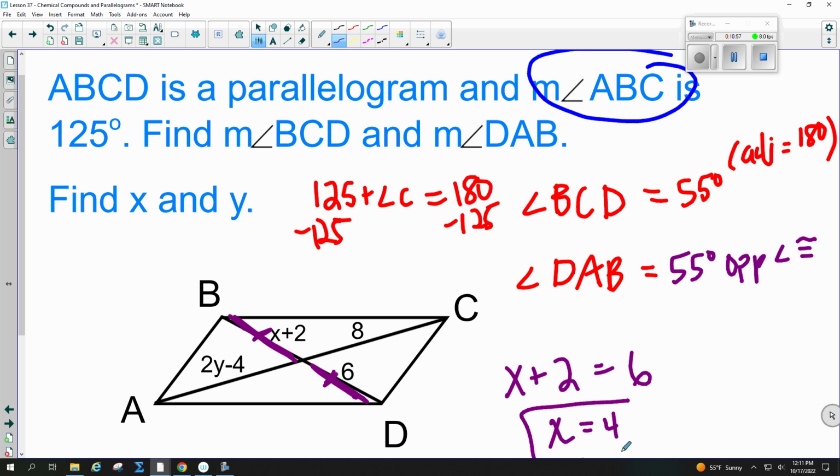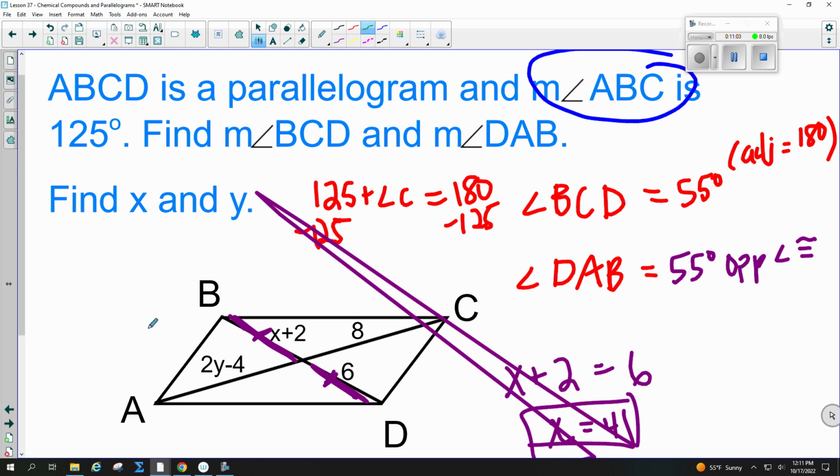All right, and who can tell me the other one to find y? All right, Adrian? There you go. 2y minus 4 equals 8. This part of the diagonal equals this part of the diagonal, right? From here to here equals here to here. So we would add 4, that would be 12, and we would divide by 2, y is 6.